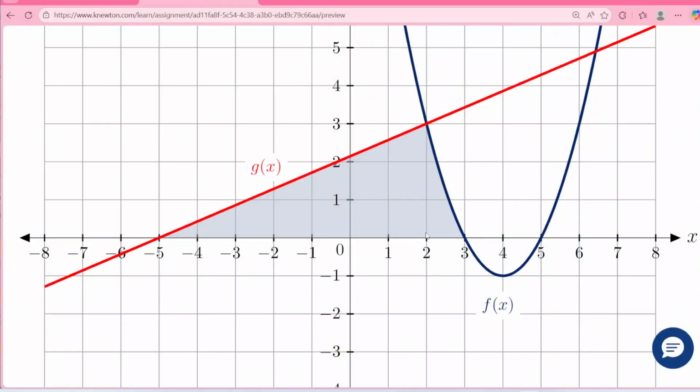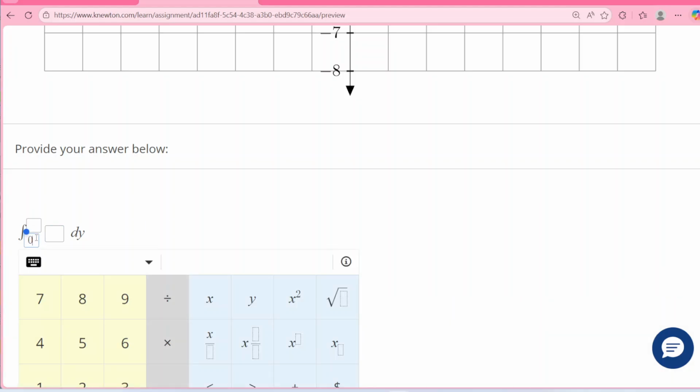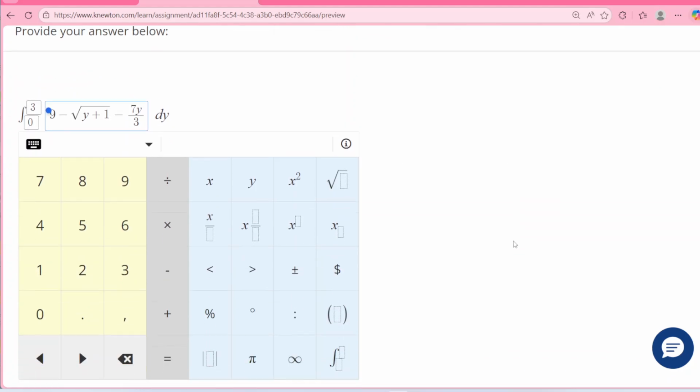And that's what they want us to enter, right? They want us to fill in this integral. I'm integrating from, as I said, y equals 0 to y equals 3. And then this integrand, after simplifying a little bit, was 9 minus the square root of y plus 1. And then after that, minus 7/3 y, or 7y over 3. And that should be good to fill in the integrand there.